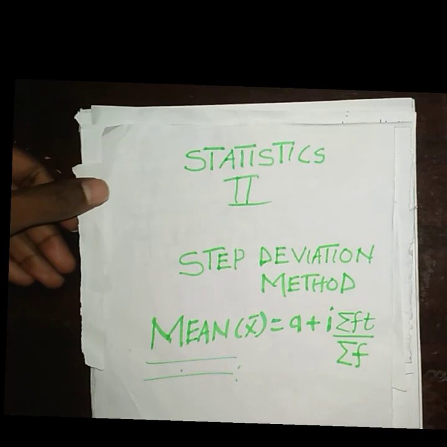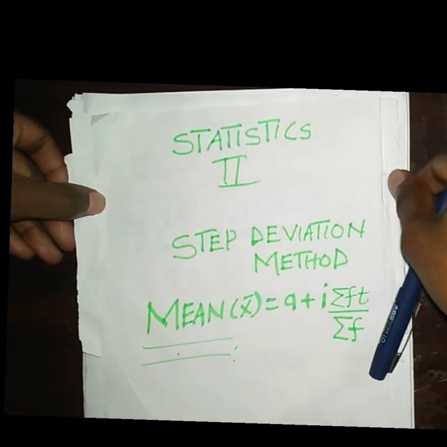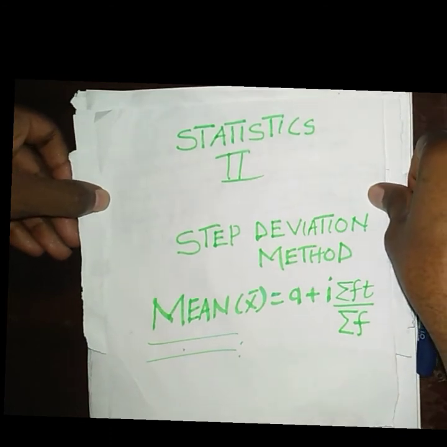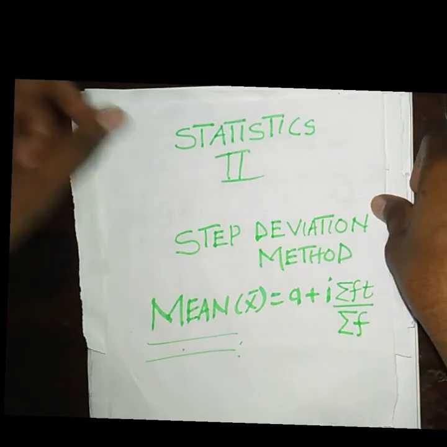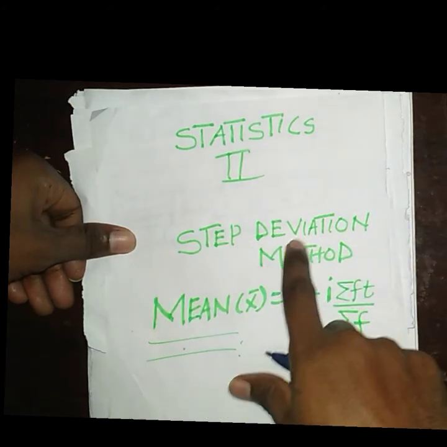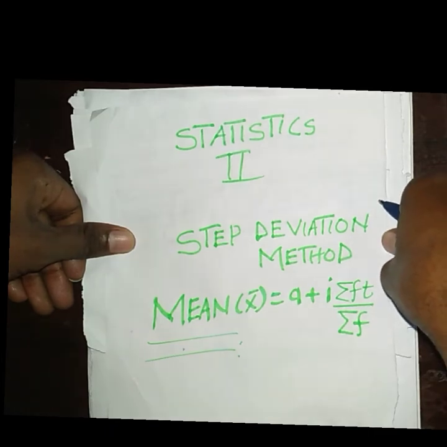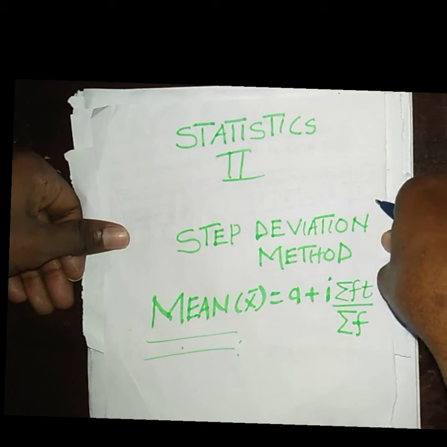Hello everyone. In our previous video, we calculated the mean using the assumed mean method. We solved a problem using that method. In this video, we are going to calculate the mean using the step deviation method. This is a shortcut method, just similar to the assumed mean method.